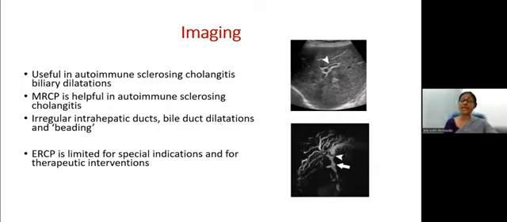Imaging-wise, yes, ultrasound scan would show biliary dilatations, and MRCP is helpful in sclerosing cholangitis. Again, that would show you beading in the biliary system. ERCP is technically difficult in children at a younger age.